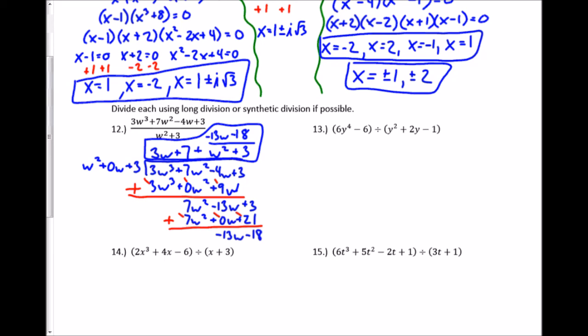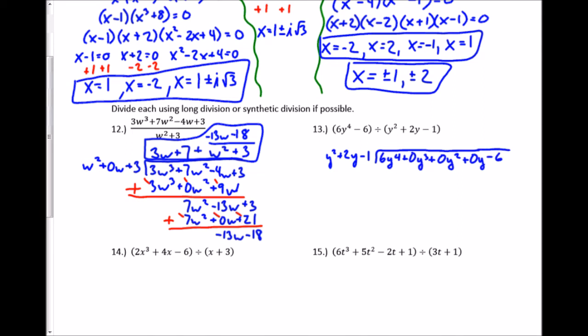If I look at the next one, I've got a y squared plus 2y minus 1, and I'm dividing that into this 6y to the 4th minus 6. I'm missing a bunch of terms here. I've got a 6y to the 4th, but I'm missing the y to the 3rd, the y to the 2nd, and the y to the 1st. So I want to plug zeros in for each of the missing terms to make this a little bit easier.